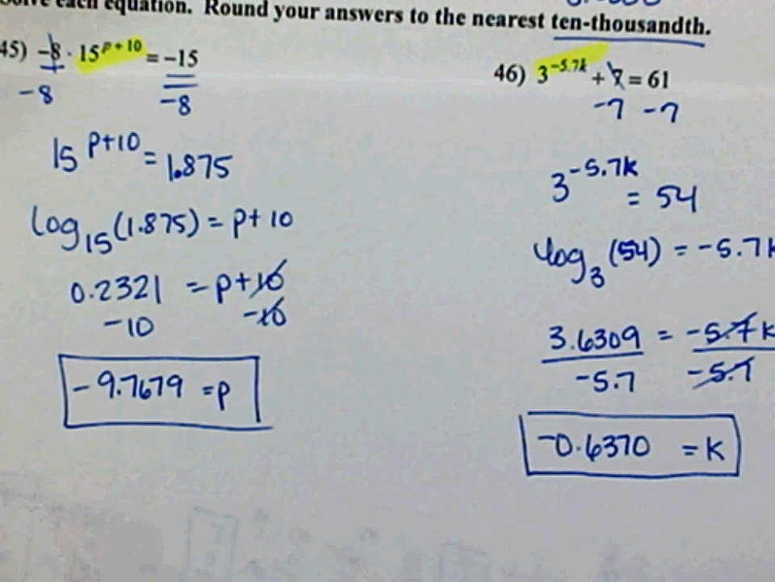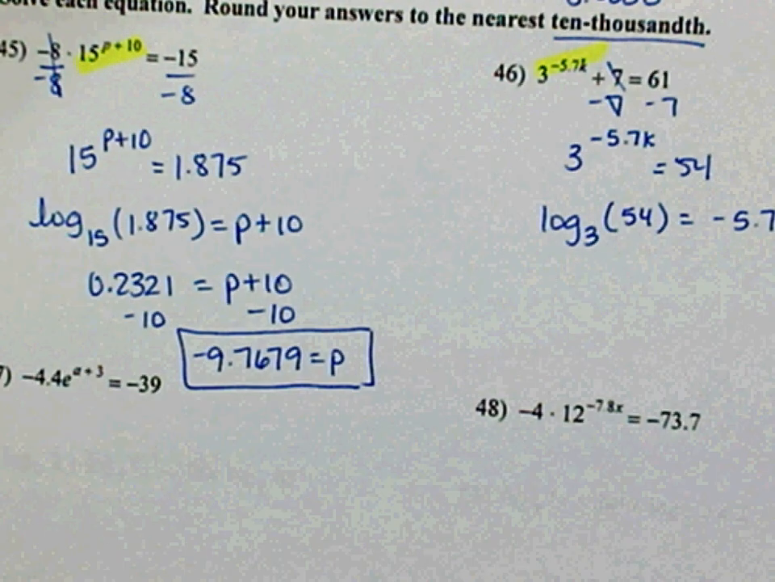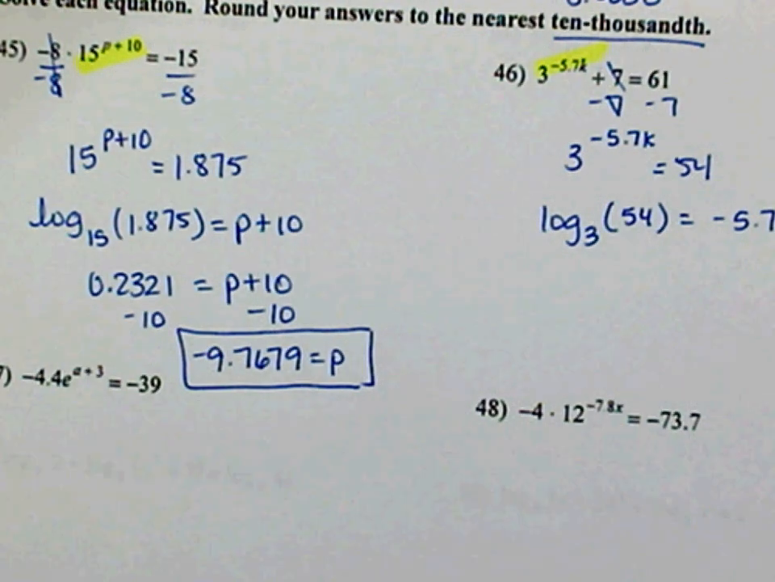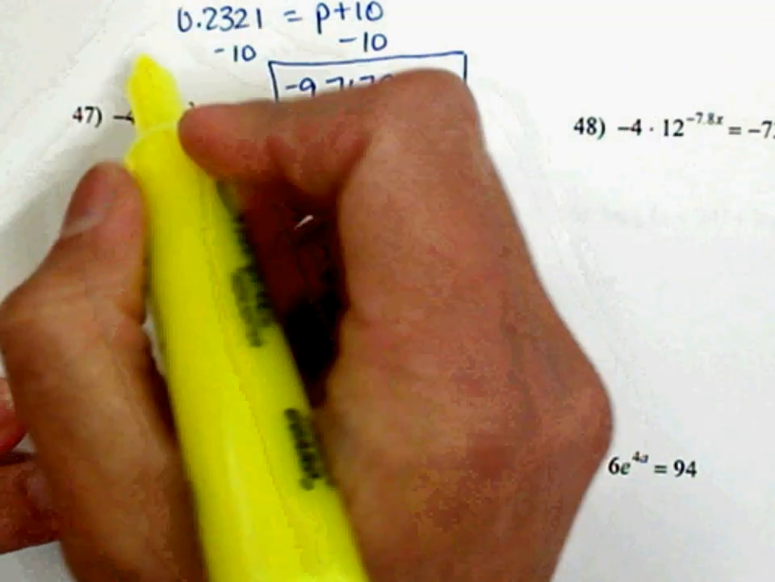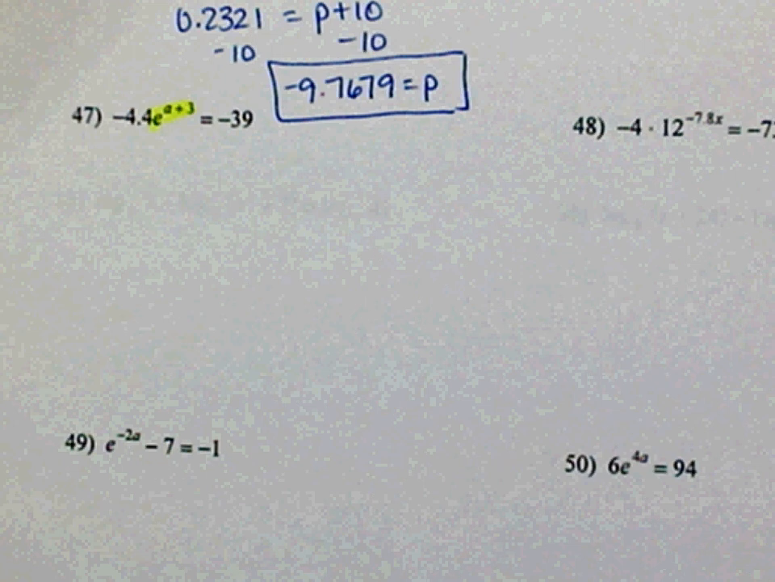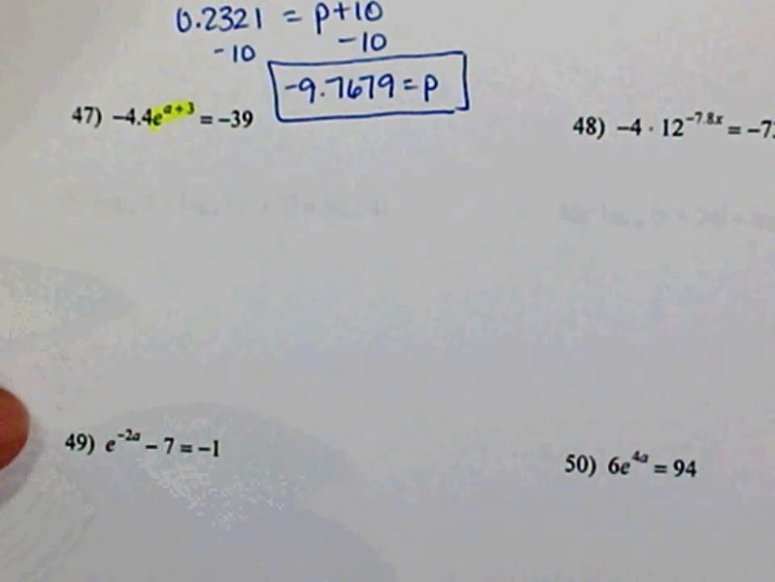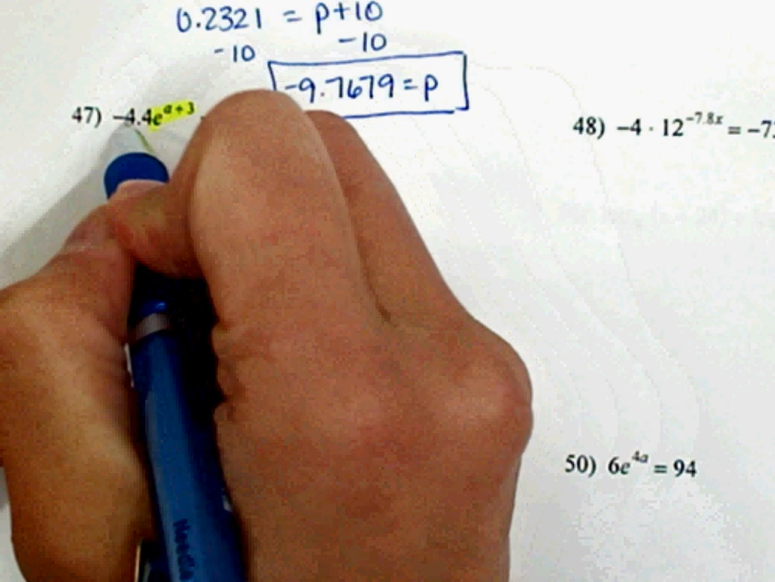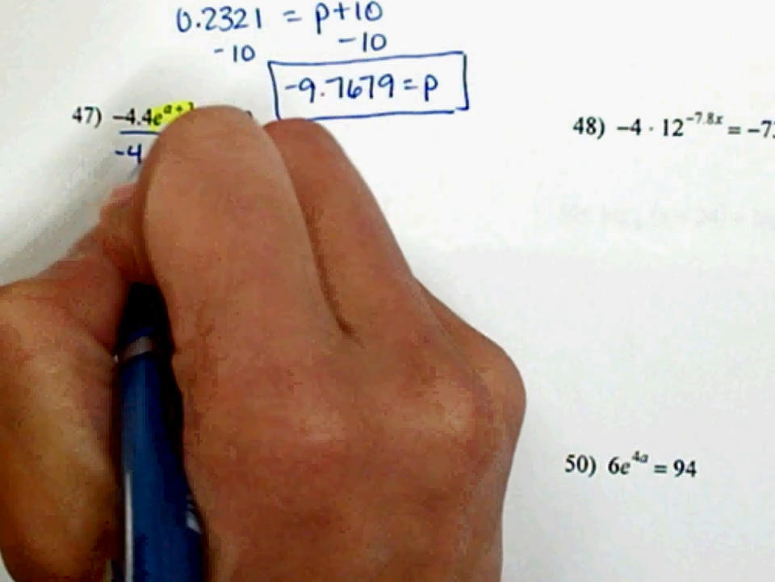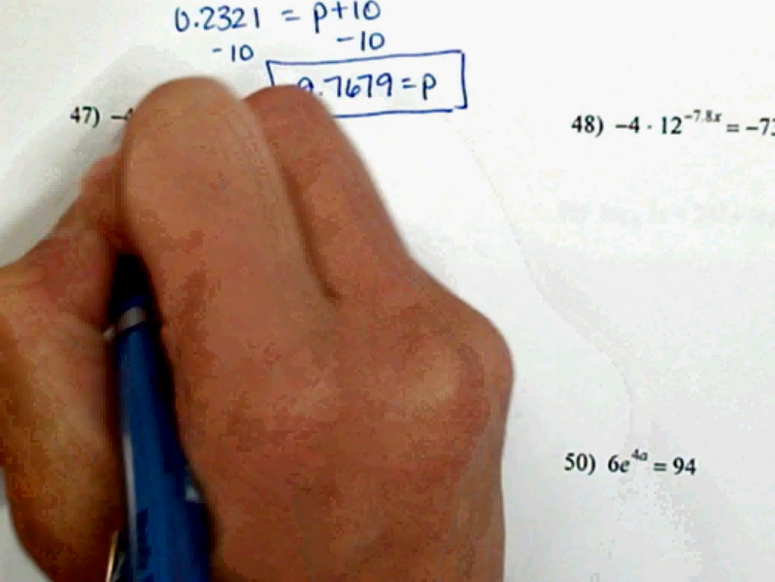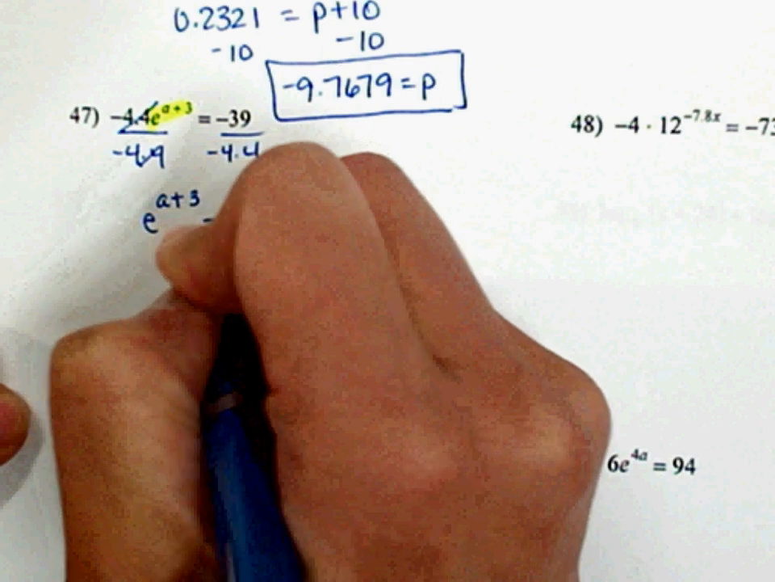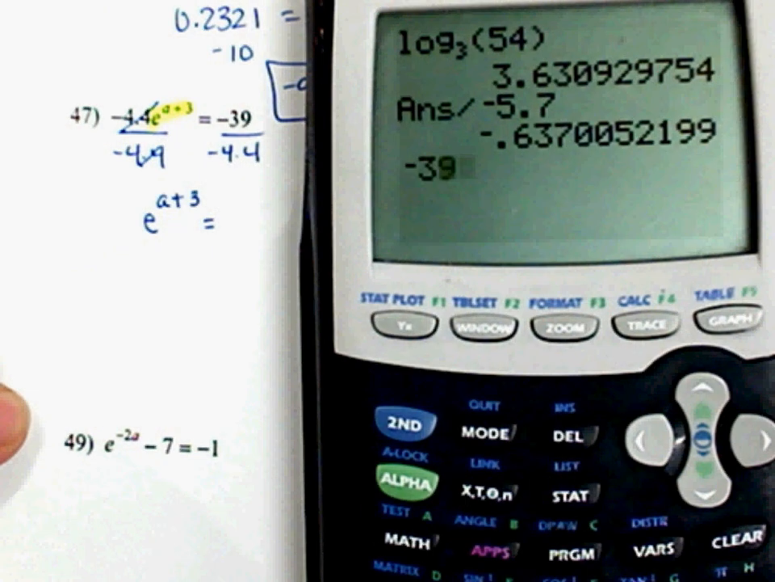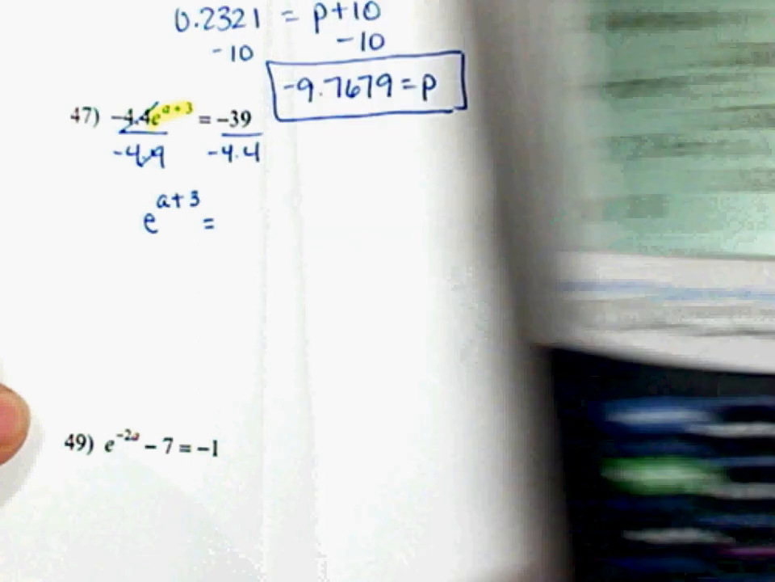Okay. All right. Let's go on to number 47. Here we go. In number 47, we are also going to isolate the base. E is just a number, kind of like pi. So there you have E. We're going to isolate that. So to isolate, this is -4.4 times E, so we're going to divide. What you do to one side, you do to the other. Bring down your Euler's number, raised to the a plus 3 equals -39 divided by -4.4.